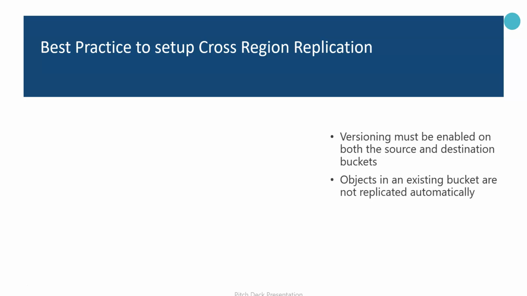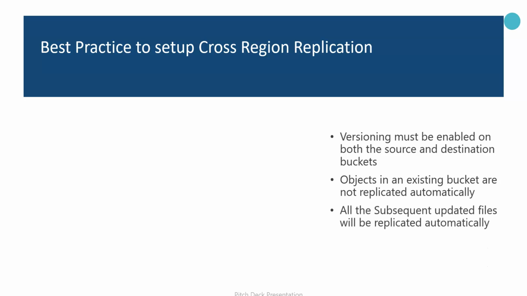Number two, if you already have any data or object in the bucket, it will not be replicated to the other bucket, because we are setting up cross-region replication after the object is already uploaded to the bucket. So make sure your bucket is empty. If you already have data, you need to upload it manually to the other bucket.